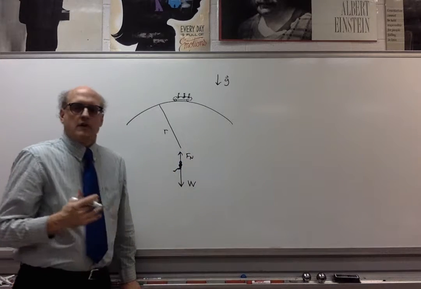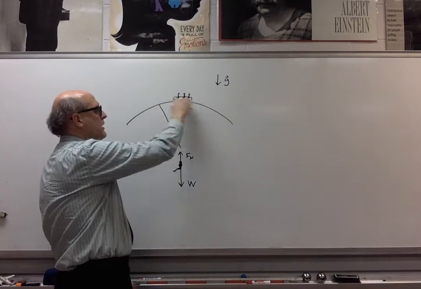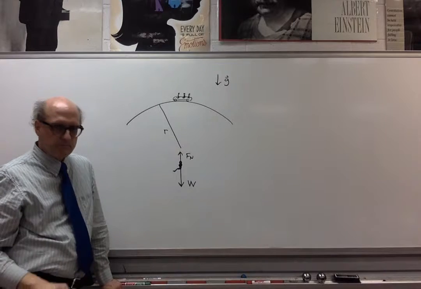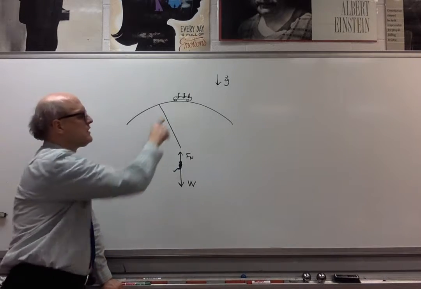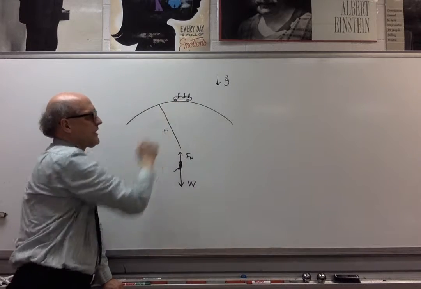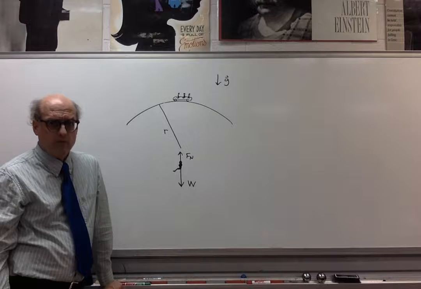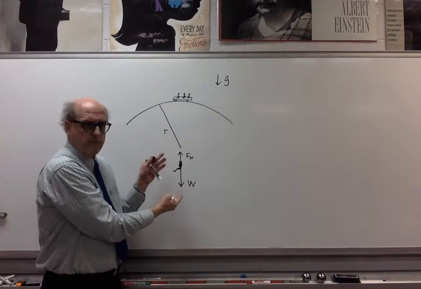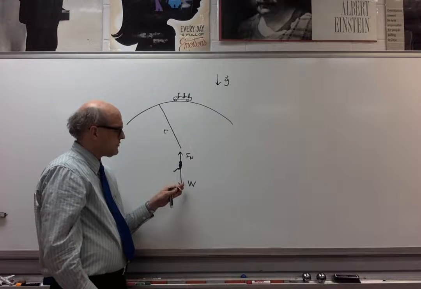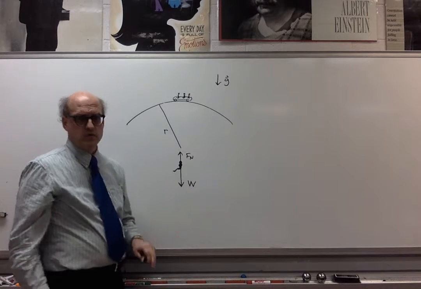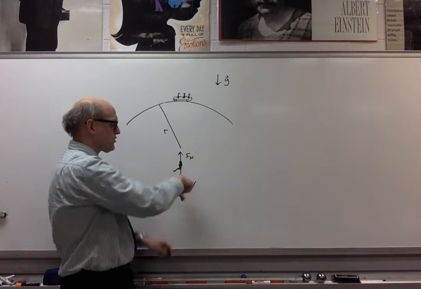Now, since this person is going around on a curved path, there has to be a net force acting on the person to divert that person from the straight line path that they naturally want to follow. And that has to be provided by these two forces. So when you add the weight of the person to the normal force, keeping in mind the directions, of course, you end up with a net force downward.